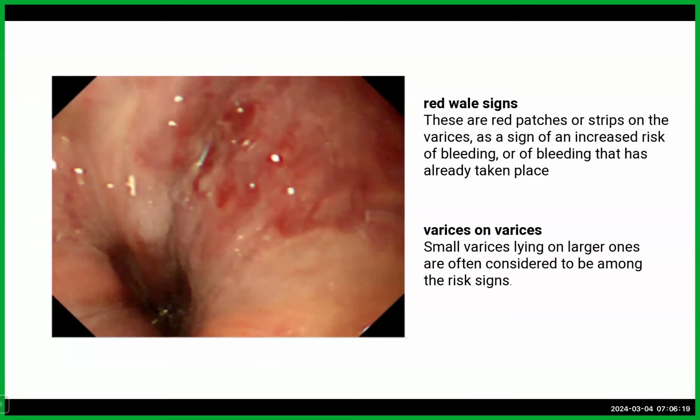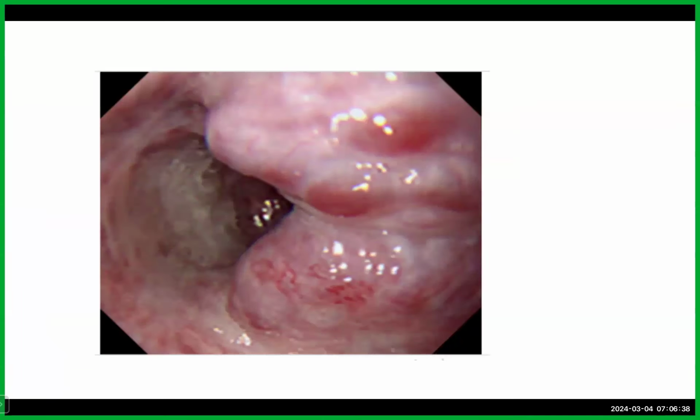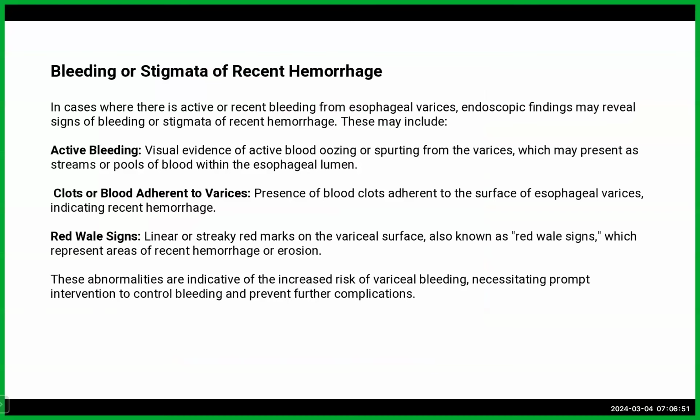Then we have also varices on varices, also a sign on endoscopy. They are small varices superimposed on larger ones, and they are often considered to be among the risky signs too. Like in these slides, you see some smaller varices superimposed on other large varices. These are generally some of the findings that may give insight on endoscopy.